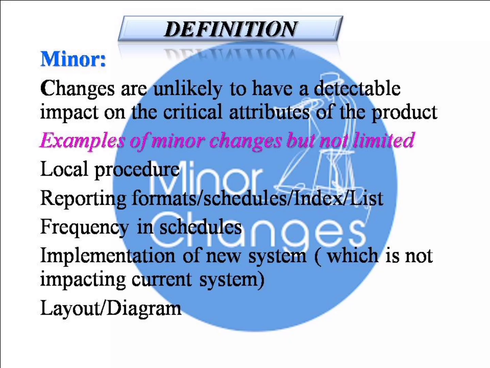Let's discuss minor changes. Minor changes are unlikely to have a detectable impact on the critical quality attributes of the product. Examples of minor changes, but not limited to: local procedure, reporting formats, schedules, index, lists, frequency in schedules, implementation of a new system which is not impacting the current system, layout, diagram, etc. These all come under minor changes.